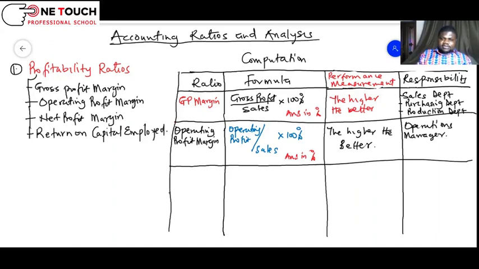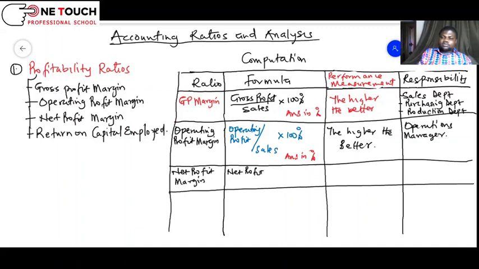The next is the net profit margin. The net profit margin is calculated as the net profit over sales times 100%. The answer should be in percentage. Still, the higher, the better.